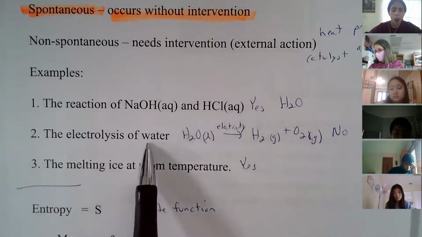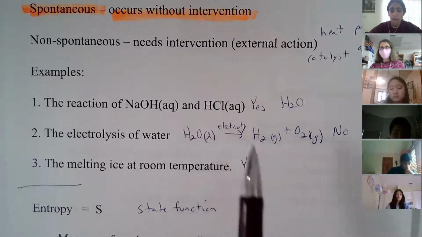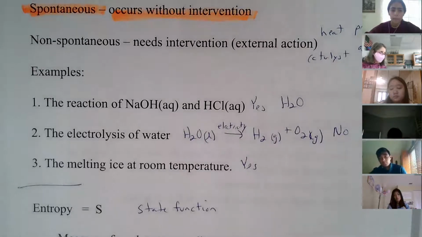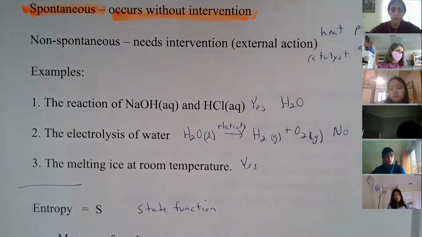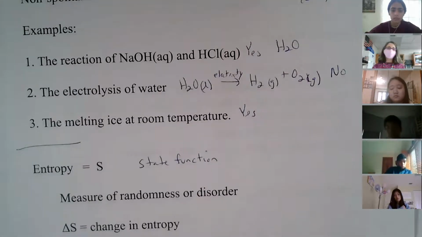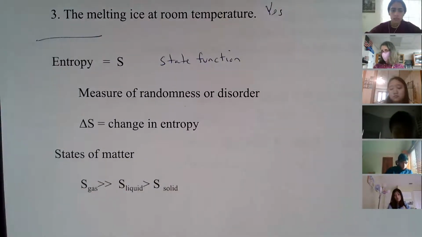But then something like the electrolysis of water, I have to put energy in. I have to put electricity in to do that. Or taking an ice cube and putting it out on the table, I will get that to melt because there's enough energy in the room. So spontaneity has to do with, again, will it happen without me doing something to it? So how do we know if something's spontaneous? Well, there are two factors. One is enthalpy, which is delta H, which we've already talked about, but the other one is entropy.